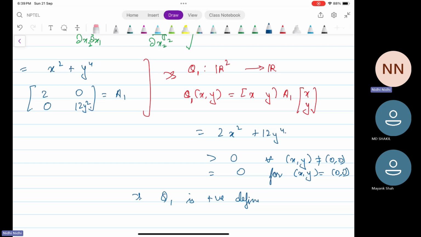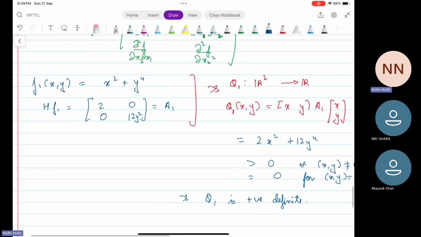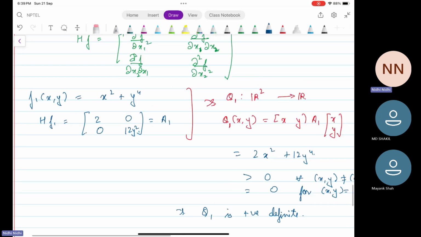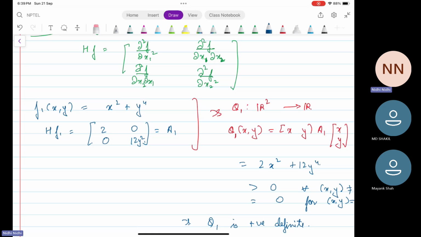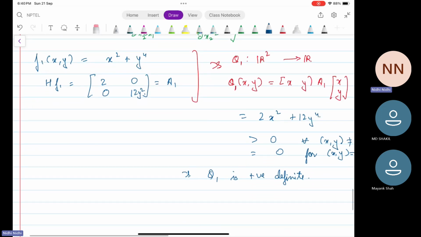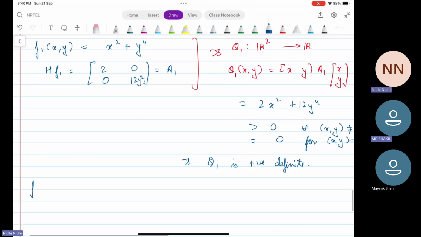Therefore, this Q1 is positive definite. And you must have read that if the quadratic form corresponding to the Hessian at a critical point is positive definite, then the critical point is a local minimum. In this case, it is turning out to be a global minimum. Similarly, let's do this for function f2.